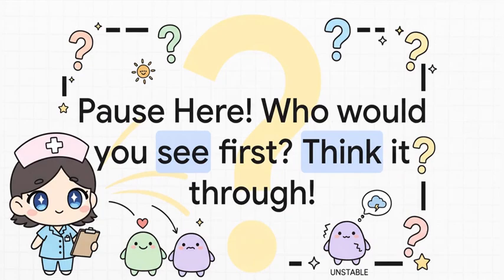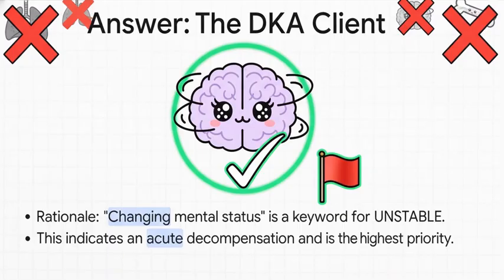All right, go ahead and pause here. Think it through. Who's the priority? Who is the most unstable person on that list? Did you get it? The correct answer is number 2, the client with DKA. But let's talk about why. The key word here, the big red flag, is changing mental status. That signals an acute, unexpected neurological change.